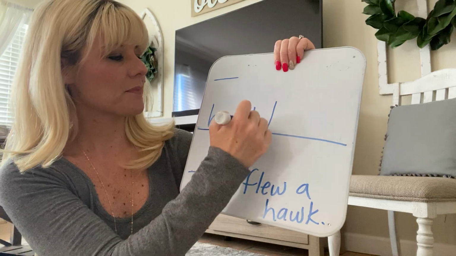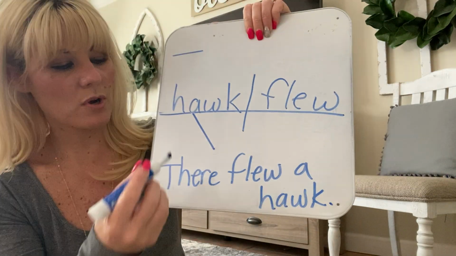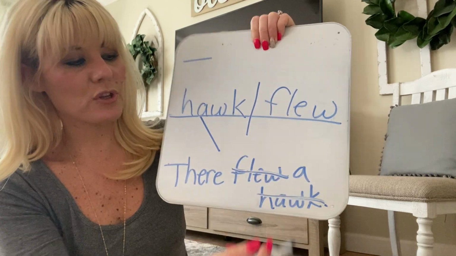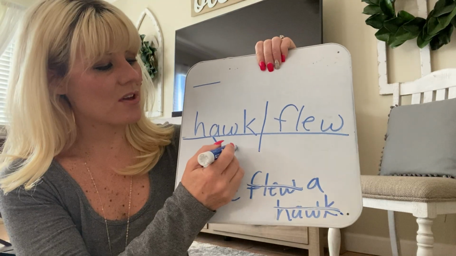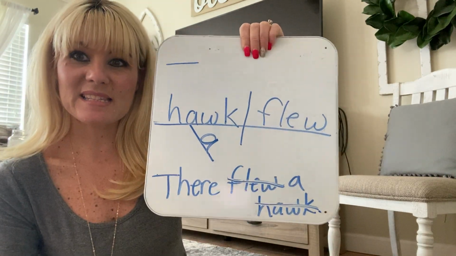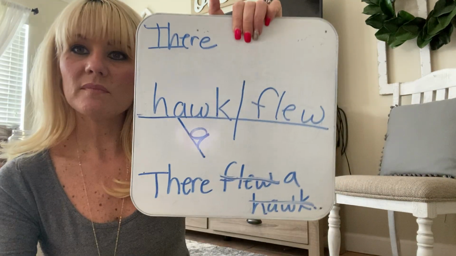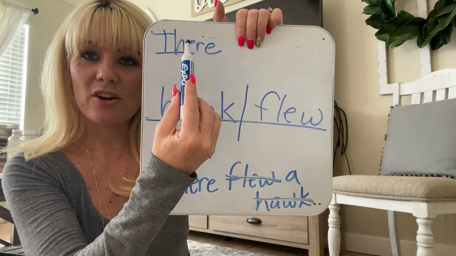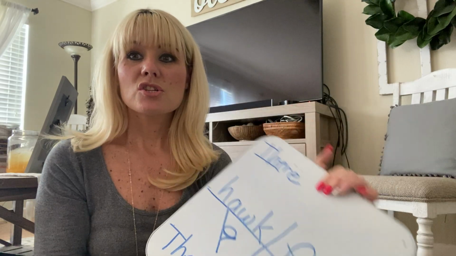So the hawk goes right here, flew goes over here. So we did the word hawk and we did the word flew. There's two words left, there and a. A goes underneath the hawk because it describes the hawk, and there goes up here. It's like an adverb. It's like where, there, and this is what it looks like. There goes up here, hawk flew. What kind of hawk? A hawk. So when you see the diagramming sentences on your packet that look like that, that's how you do those.